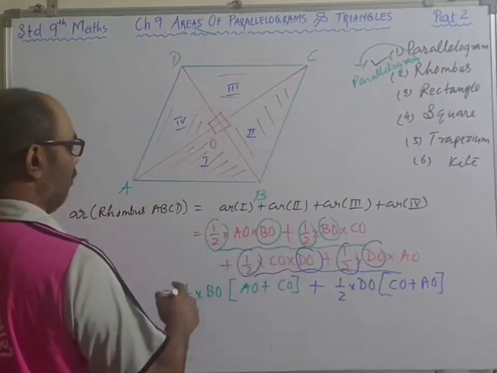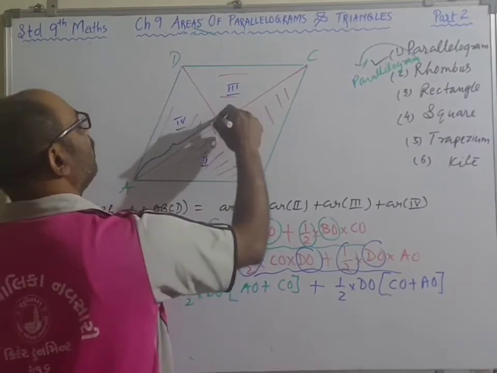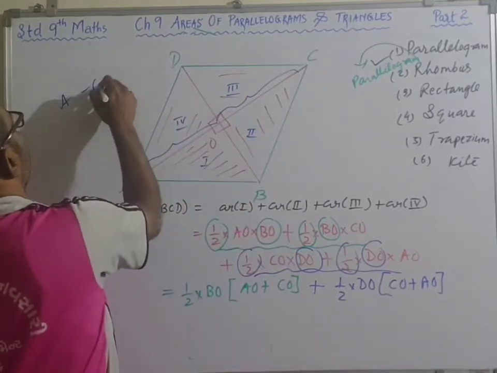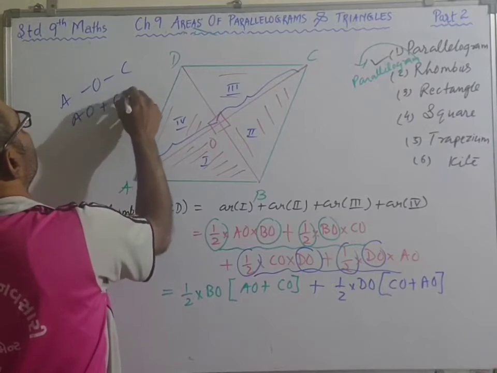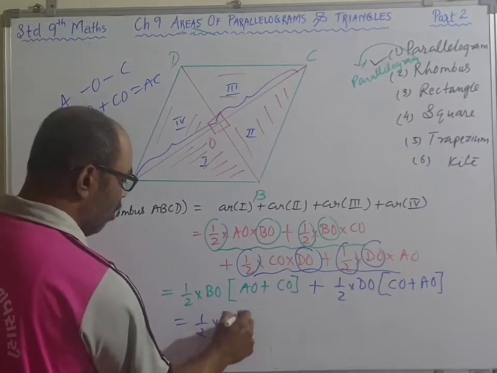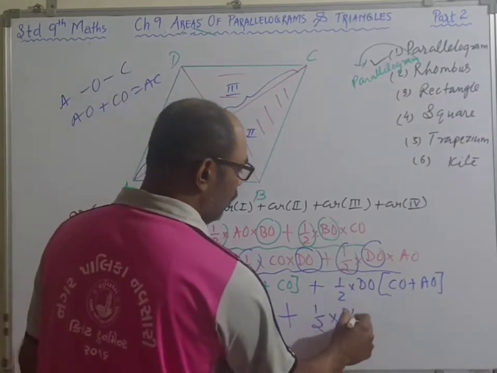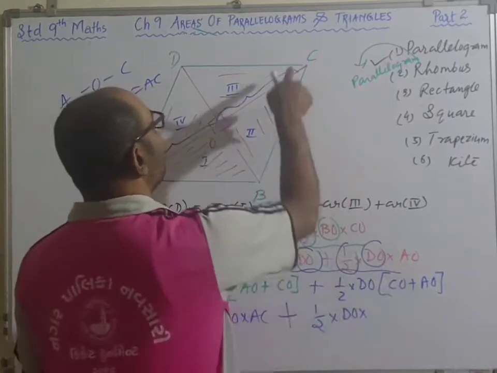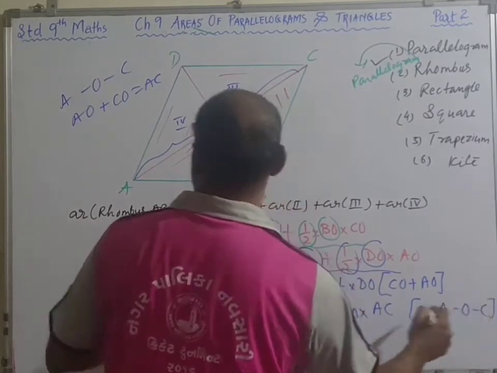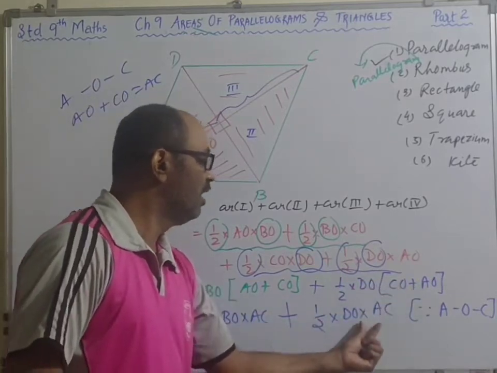Now look in the figure. AO plus CO. This is AO and this is CO. So AO plus CO is what? AC. A dash O dash C. So AO plus CO is equal to AC. So I am going to put that. So half into BO into AC plus same way half into DO into again CO plus AO, that is AC, because A dash O dash C. So AO plus CO is AC.